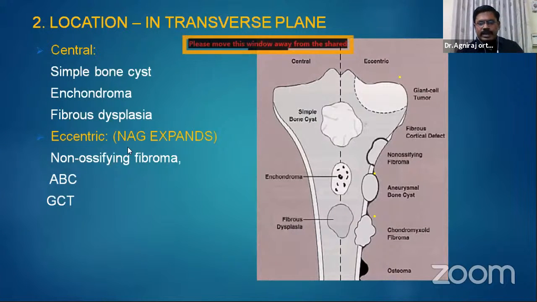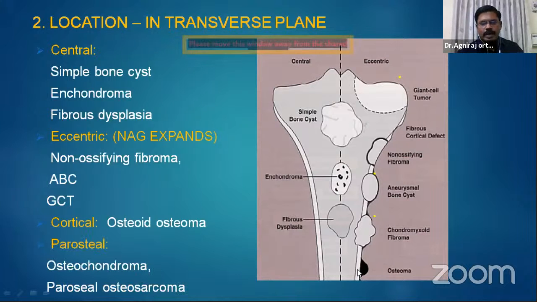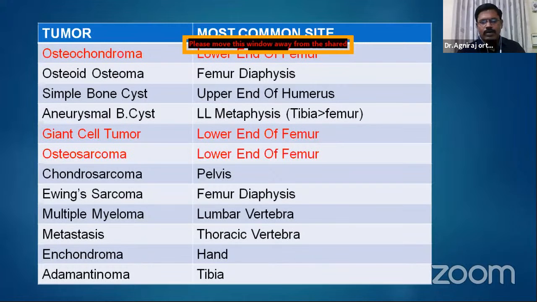So you can remember easily the eccentric expansile lytic lesion. You can remember the mnemonic NAG. Nagam padam edukum. Adu mari NAG expands. So non-ossifying fibroma, aneurysmal bone cyst, and giant cell tumor. Other cortical tumor, the tumor arising from cortex. This is a sclerotic lesion, is osteoid osteoma. And parosteal, you should remember osteochondroma and parosteal osteosarcoma. So central and eccentric are lytic lesions, cortical and parosteal are sclerotic lesions. That also I will give the mnemonic. So this we will go through fast.